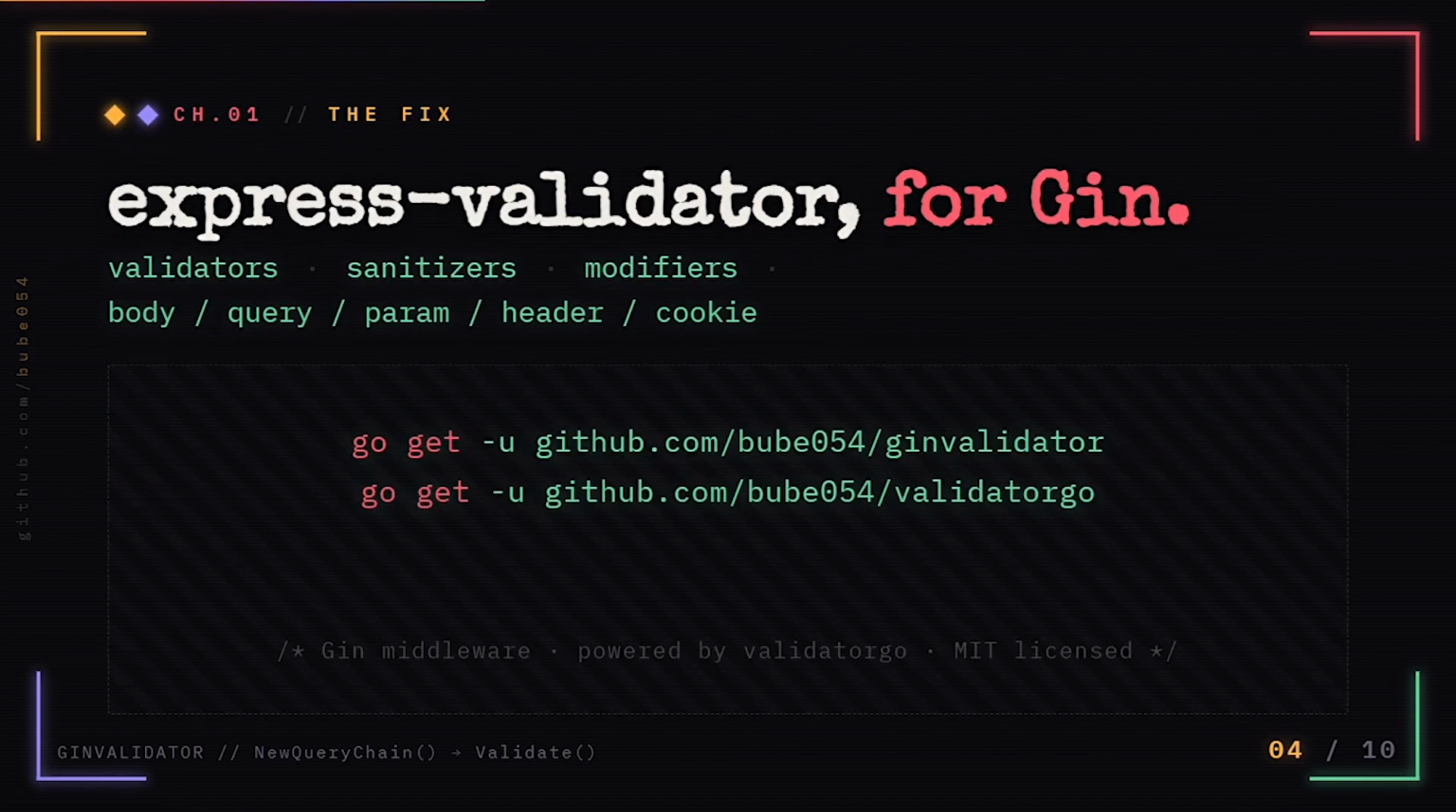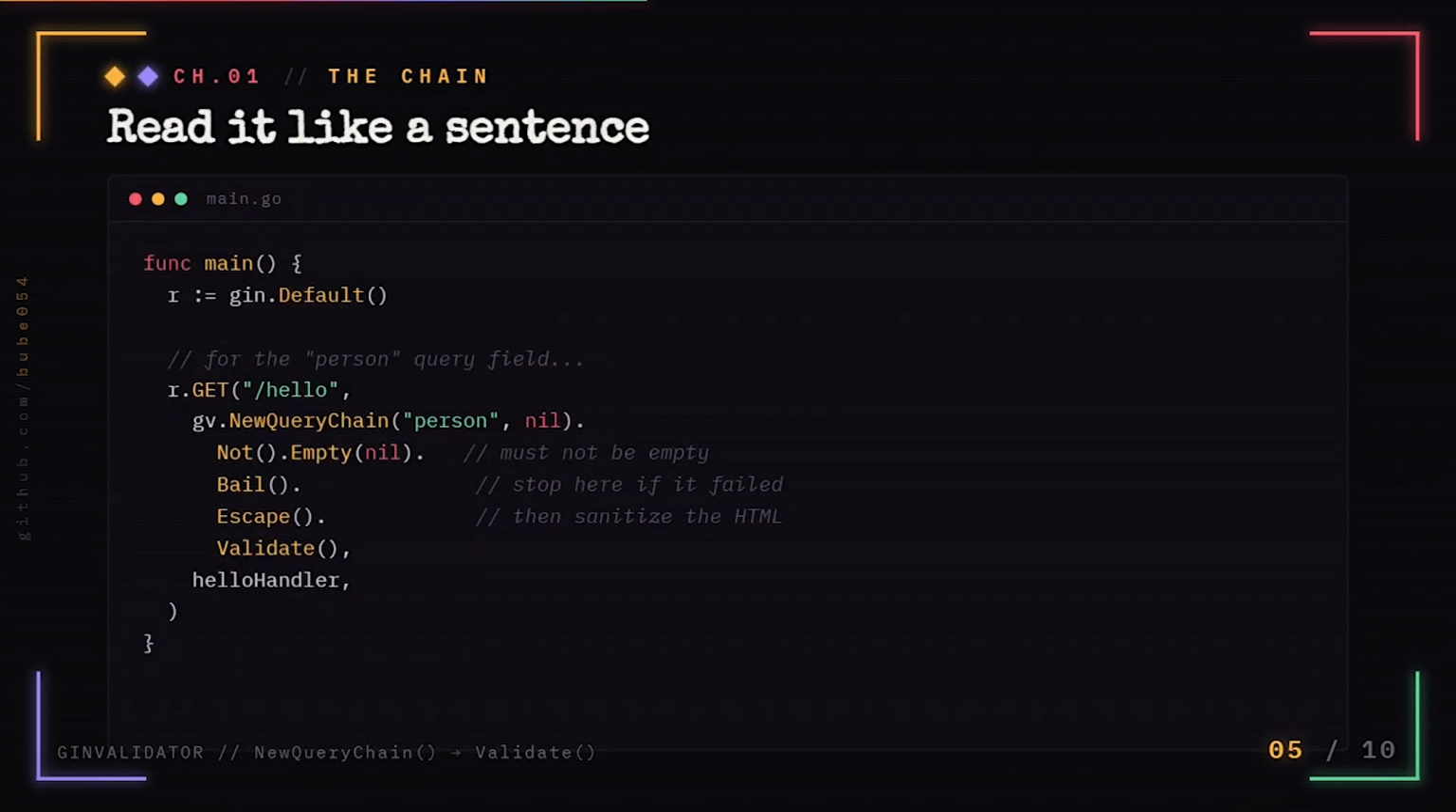It's a set of Gene middleware that gives you validators, sanitizers, and modifiers for every part of the request. Body, URL queries, dynamic params, headers, cookies. Just two go-gets, Gene-Validator itself and Validator Go, which it's built on. Just add it to your Gene project. MIT license, of course. Here's the core idea, the validation chain.